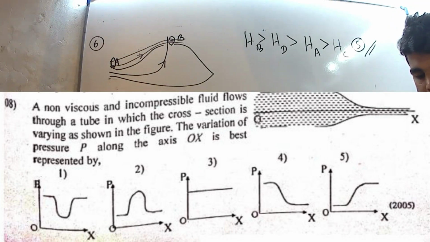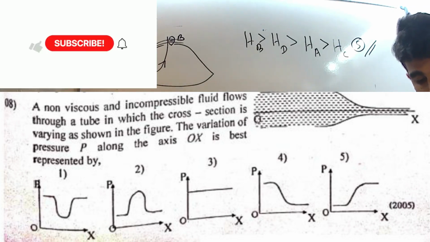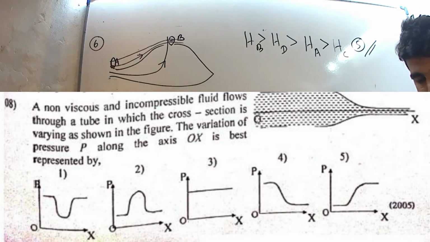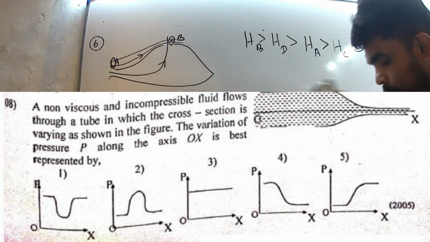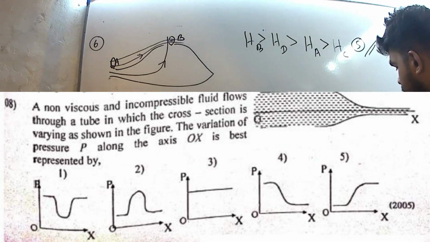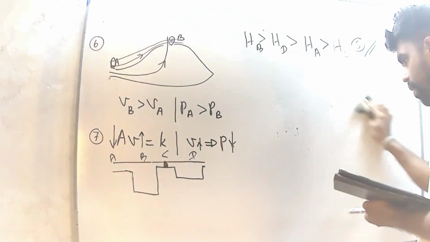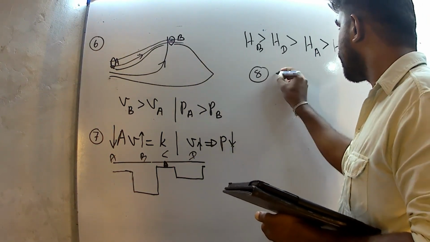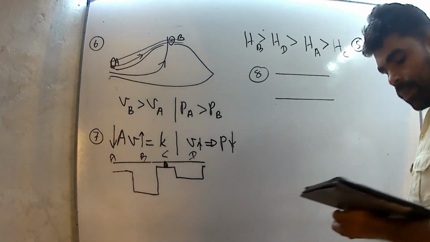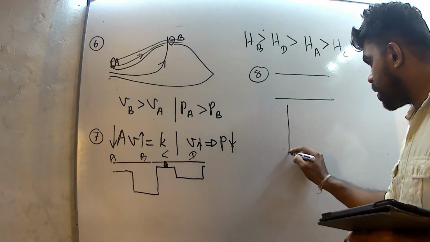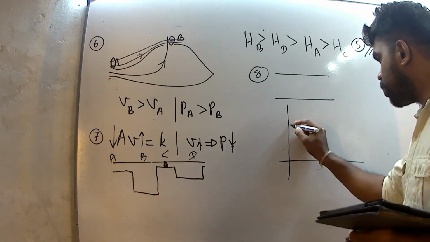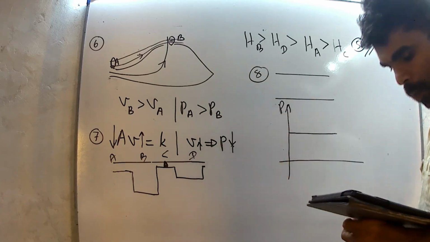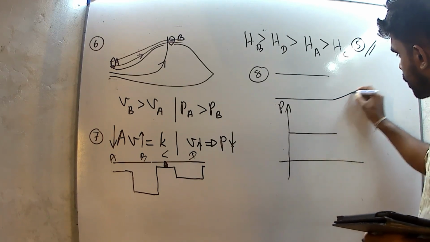A non-viscous and incompressible fluid flows through a tube in which the cross-section is varying as shown in the figure. The variation of pressure along the axis OX is best represented by which graph? The cross-sectional area is constant for this part. Therefore, velocity is constant, then pressure should be a constant value.